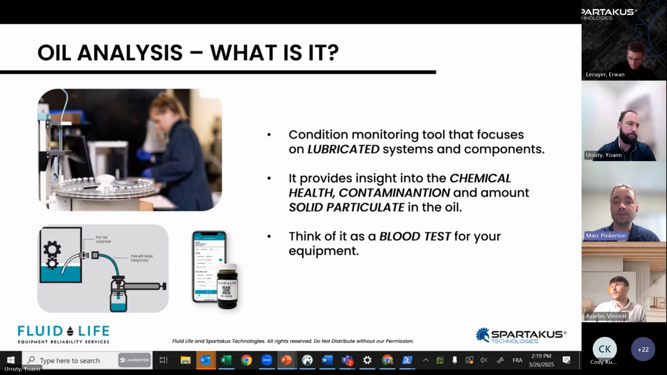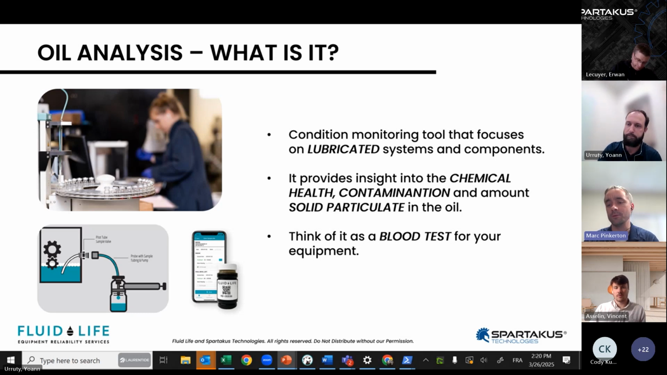And then also the amount of solid particulate. So how clean is my oil or grease? When I'm talking about oil analysis to new FluidLife customers, or even just people who are interested in what we do in the lab, the easiest way I can explain and make a comparison to something else is it's essentially a blood test for your equipment, right?